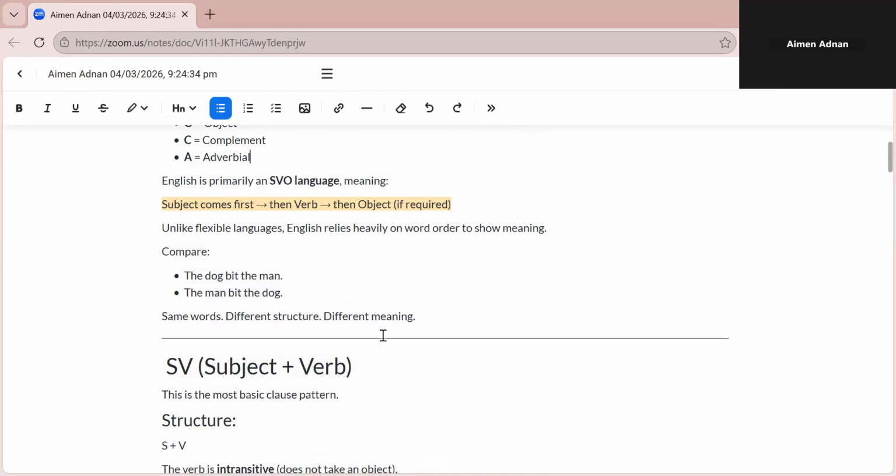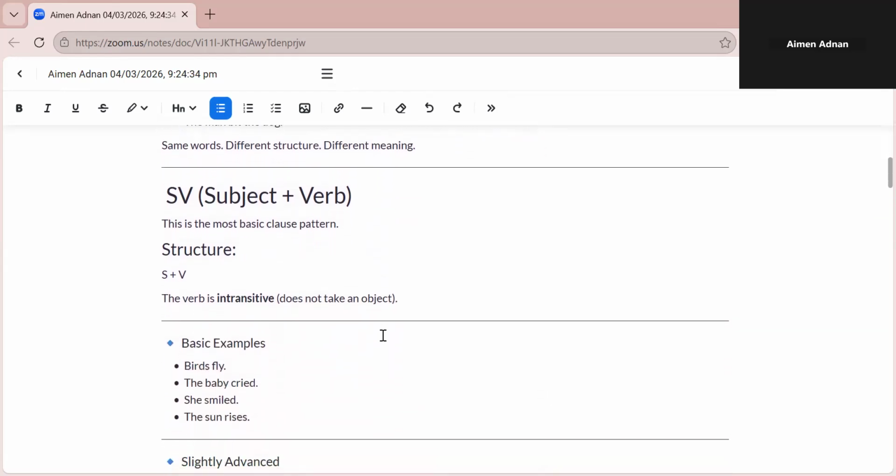As you can see in these examples, the first one is the dog bit the man, and the second is the man bit the dog. Since we only changed the placement of subject and object, the first sentence actually means that the dog is biting the man. But in the second sentence, you could see that the man is actually biting the dog. So the meaning has completely changed just because we changed the structure of the sentence. So here comes the importance of sentence structure.